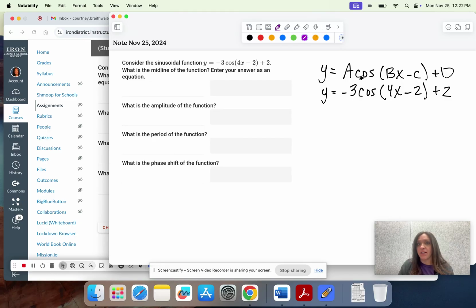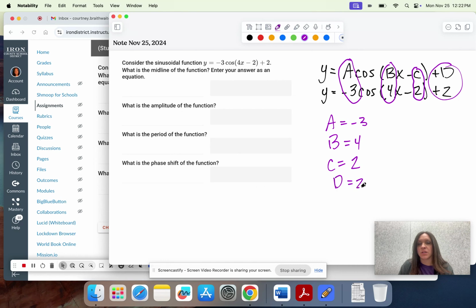Now let's identify everything. So a is -3, b is 4, c is 2. Notice it's what comes after the negative. Okay, so it's not -2, it's +2, and then d is +2. All right, so everything's set. Now let's go look at what we're trying to find.